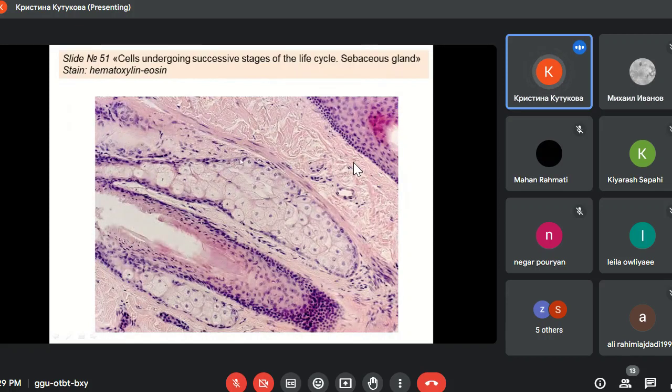The same as here. Secretory portion of the sebaceous gland, stem cells, basal cells at the periphery, they are here, maturing cells here, mature cells, and dying cells closer to the duct of the gland. This is the hair follicle.